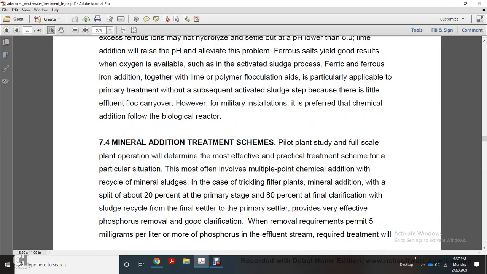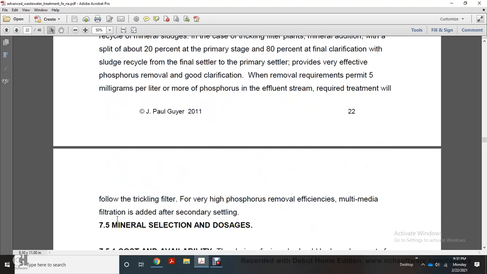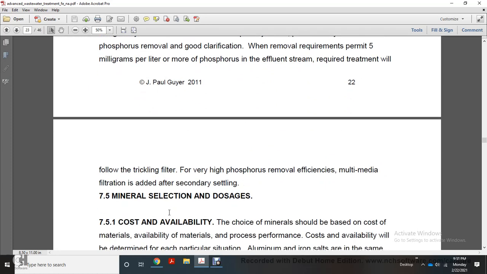Mineral addition treatment scheme. A pilot plant study with a full-scale plant operation determines the most effective practical treatment scheme for a particular situation. Most often it involves multi-point chemical addition with recycled mineral sludges, as with the trickling filter plant. Mineral addition with a split of about 20% in the primary stage and 80% in the final clarification, with sludge recycle from the final settler to the preliminary settler, provides very effective phosphorus removal with good clarification. This applies when removal requirements permit 5 milligrams per liter more phosphorus in the effluent stream. Treatment with a trickling filter gives very high phosphorus removal efficiency, with multimedia filtration added after secondary settling.